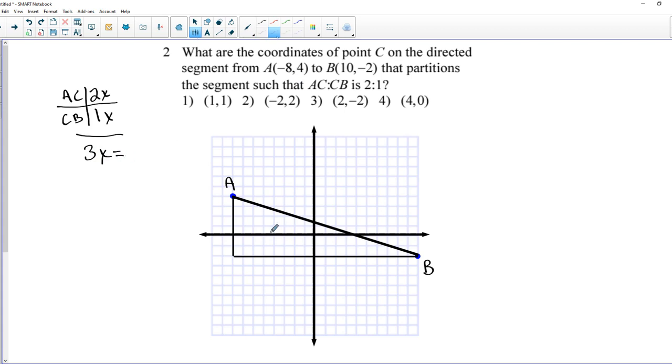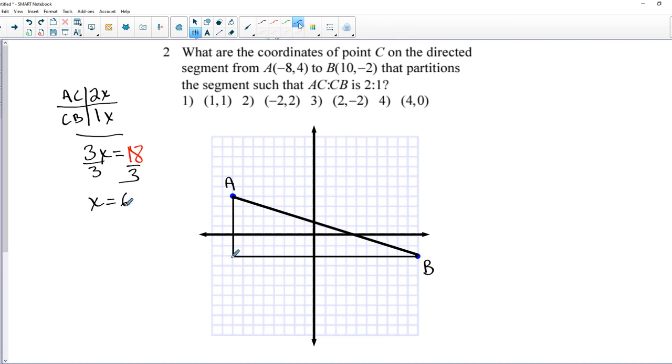I'm going to use my horizontal. So I have 1, 2, 3, 4, 5, 6, 7, 8, 9, 10, 11, 12, 13, 14, 15, 16, 17, 18. Going to put that there. And of course, when we divide by 3 to solve for X, we get 6, meaning every 6 units will be a third in this case.